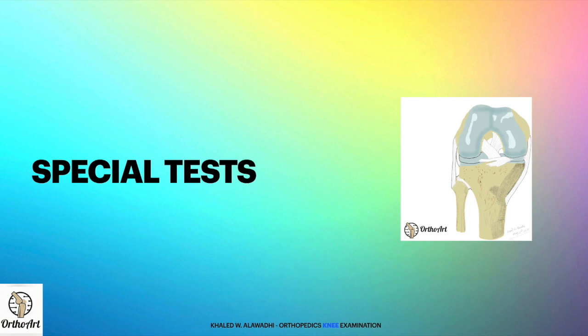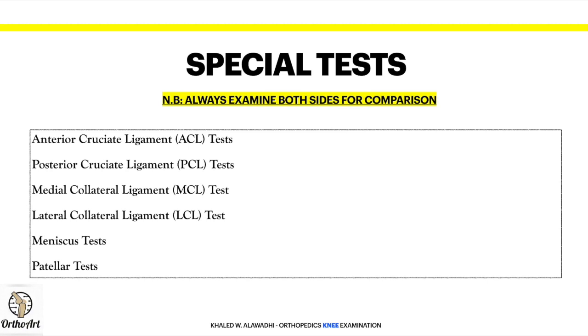Now finally, the special tests. This is the most important part of the examination. So always, what we are examining for in the special tests: the anterior cruciate ligament, the ACL, the PCL, the MCL, the LCL, the meniscal test, and the patellar test. So we'll start with the ACL.